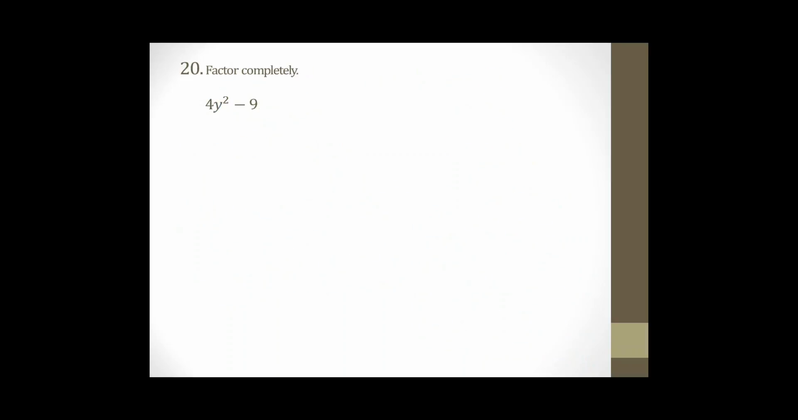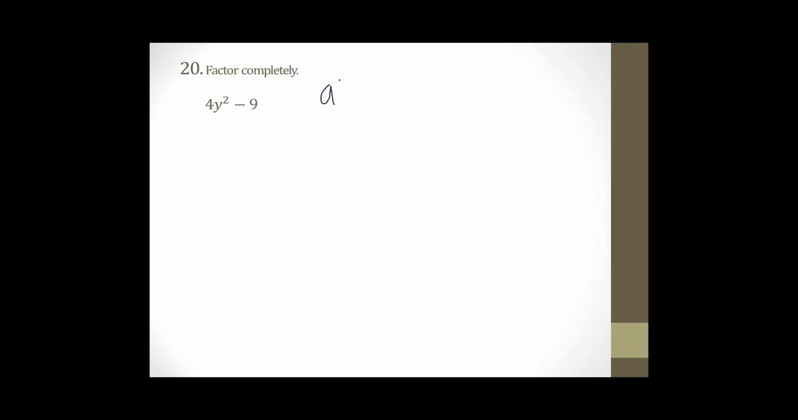So number 20, factor completely. So always look for a GCF first. We do not have a GCF between 4y squared and negative 9. So now we're going to look at how many terms we have. We have 2 terms, okay? So we either have perfect squares or perfect cubes. If we don't have one of those, then we're done. We can't factor it. So we have perfect squares, and it's the difference.